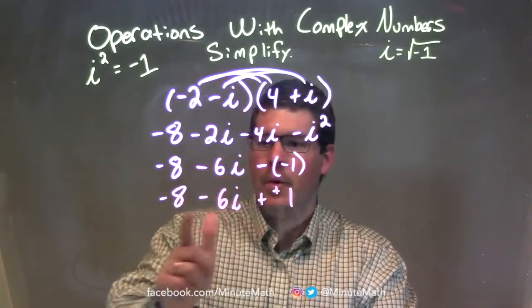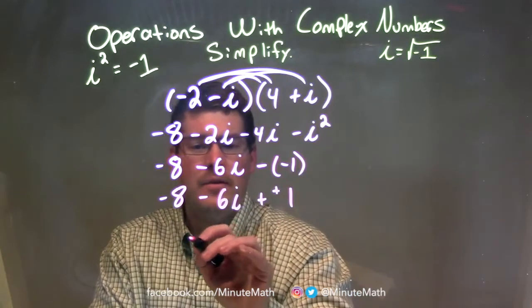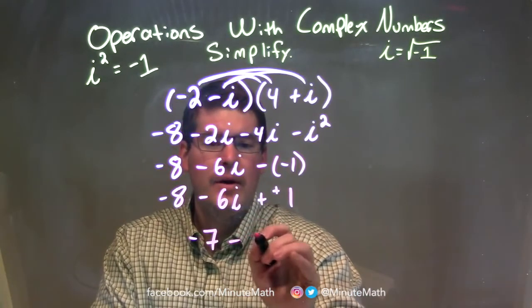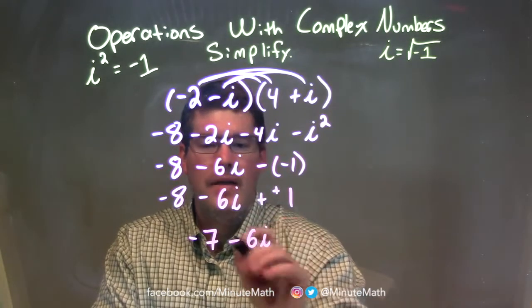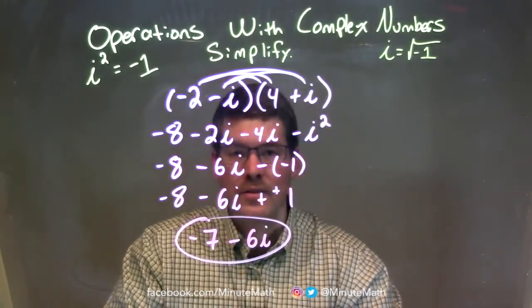Well, now we can combine the 1 and the minus 8. Negative 8 plus 1 is a negative 7. So we have a negative 7 out here. And then we bring down the minus 6i. And there we have it. Our final answer here is just negative 7 minus 6i.